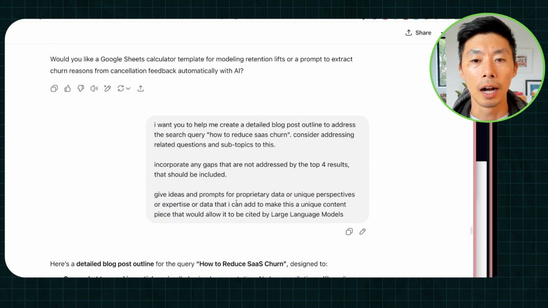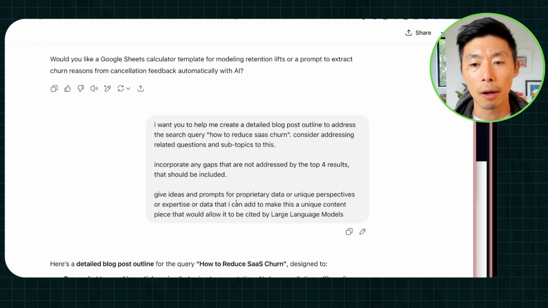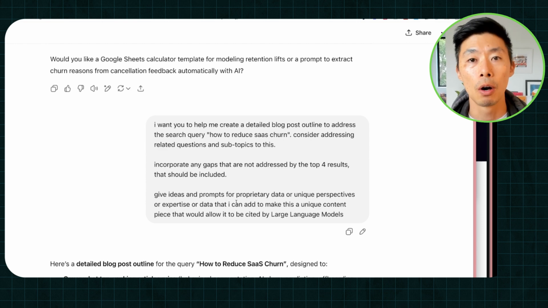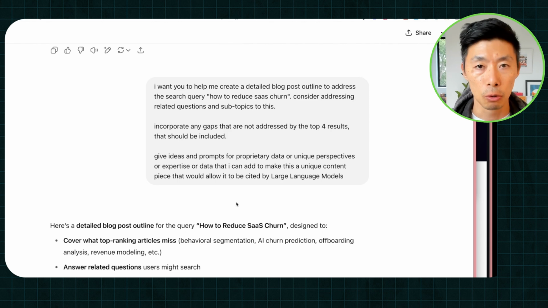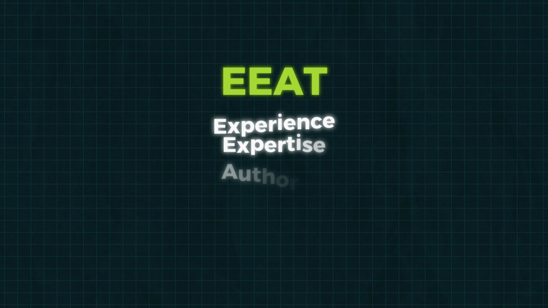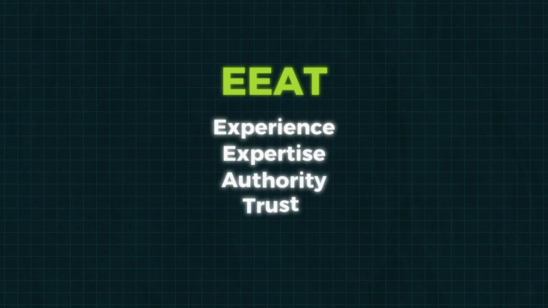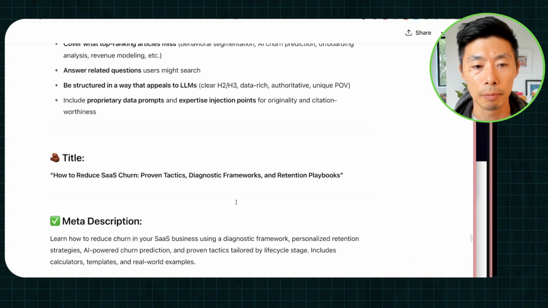But I said, I want to incorporate gaps. And ultimately, I want some ideas. Like if I don't know where there are gaps, or I want more ideas for including more proprietary data. Because remember, Google has its EEAT, its experience, its expertise, its authority, and its trustworthiness. I want to see where I can include my own proprietary data or my own unique insights and incorporate that into the post. So maybe ChatGPT can help me do this.